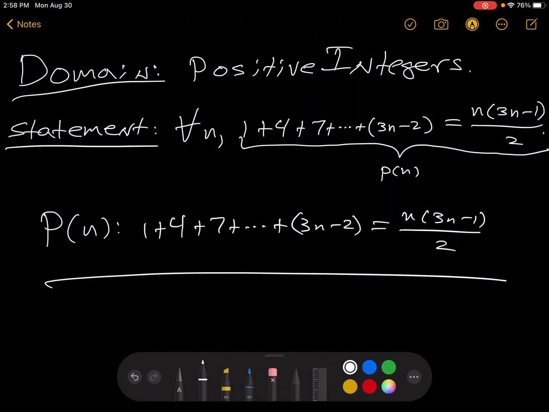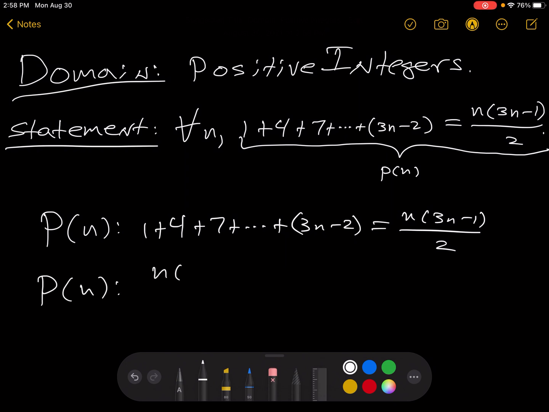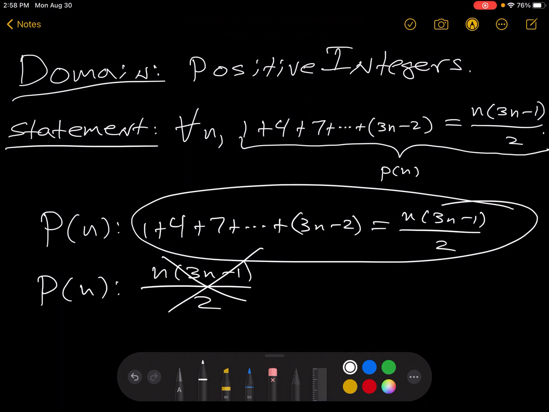Remember, think of P of n as a sentence. It's a fragment if you just have the left-hand side or the right-hand side, but not both sides of the equal sign. Okay? P of n is also not just n times 3n minus 1 over 2. Right, that's not what it is. P of n is this whole thing.